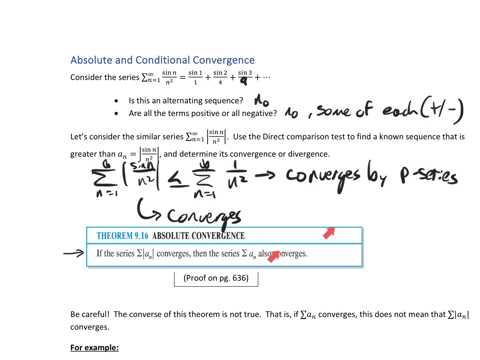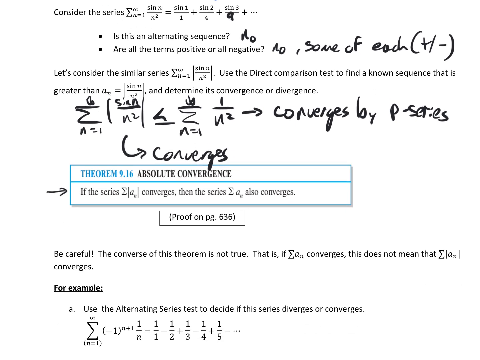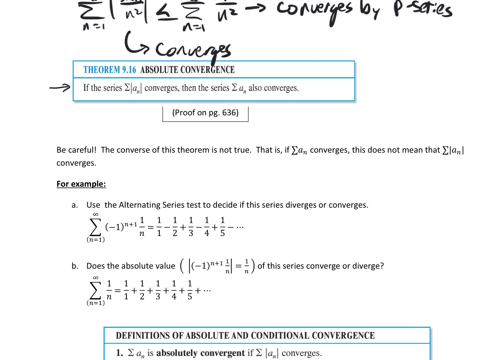But be careful, the converse is not necessarily true. The converse would be: if we know that a series converges, then its absolute value converges. For example, if we take this alternating series here, we have negative 1 to the n plus 1 times 1 over n. That gives us 1 over 1 minus 1 over 2 plus 1 over 3, and so forth. This converges, all right? And it converges by the alternating series test because we know that the limit as n goes to infinity of 1 over n is 0.